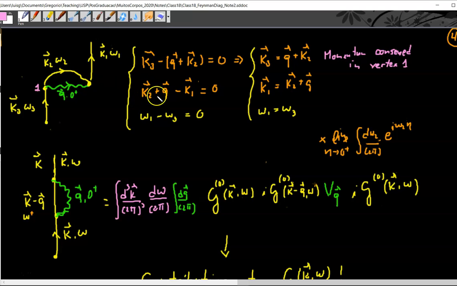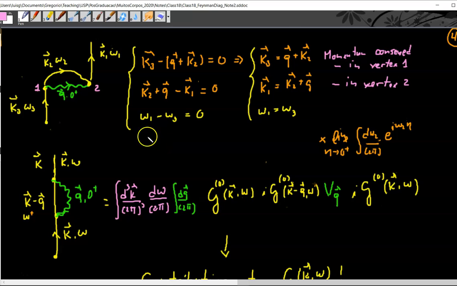Now, the other one, k2 plus q minus k1 equals 0, means that k1 equals k2 plus q, which is essentially the conservation of momentum at vertex 2. And now this is in vertex 1, and this is in vertex 2. Why? q plus k2 equals k1, right? So the incoming momentum in this vertex is equal to the outgoing one. Now that tells me that this direction that I chose for q is a good one, right? So I have momentum conserved here.